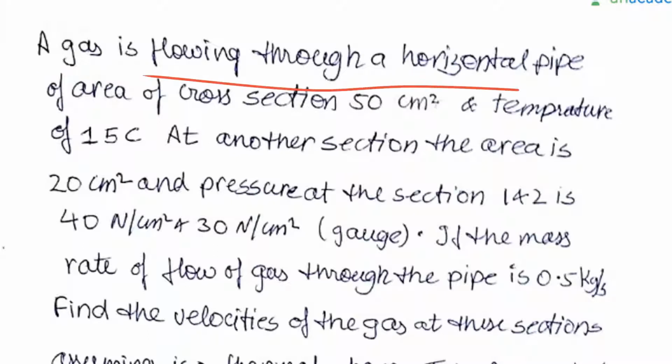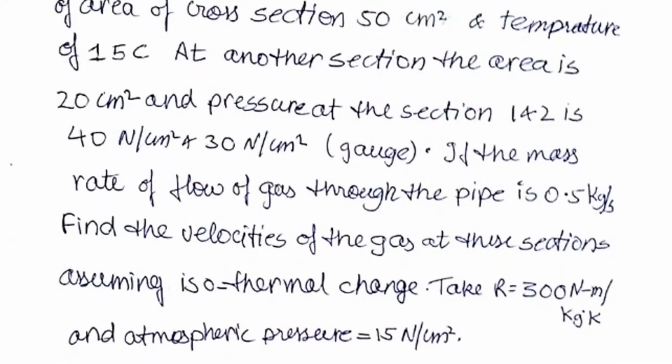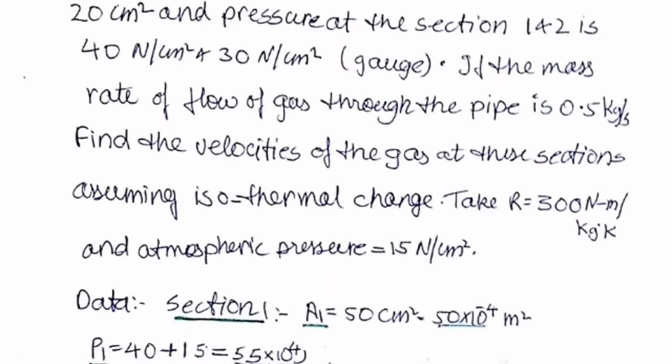A gas is flowing through a horizontal pipe of cross-sectional area 50 cm square and a temperature of 15 degrees Celsius. At another section, the area is 20 cm square, and the pressures at section 1 and section 2 are 40 and 30. These are gauge pressures in Newton per centimeter square. If the mass flow rate of gas through the pipe is 0.5 kg per second, find the velocities of the gas at these sections, assuming an isothermal change, and take R to be 300 and the atmospheric pressure to be 15.